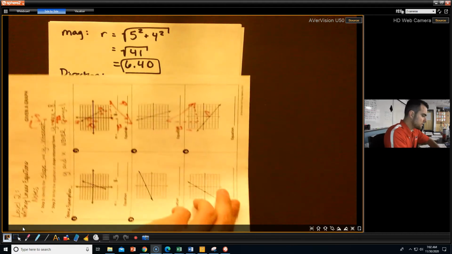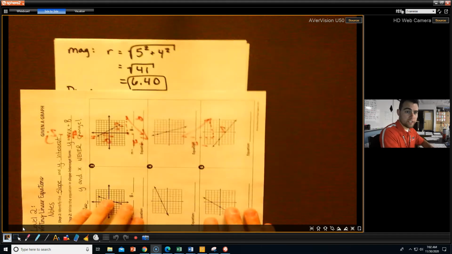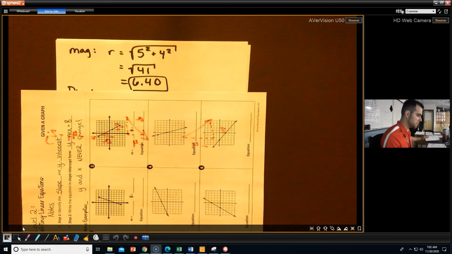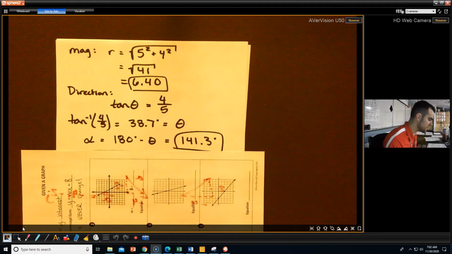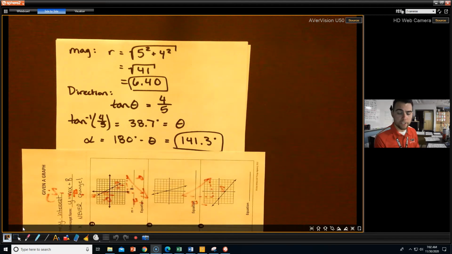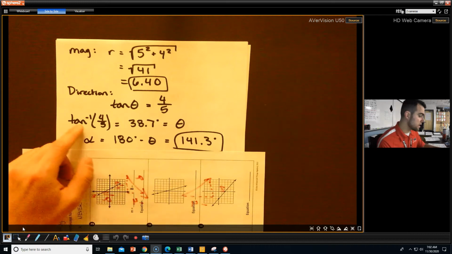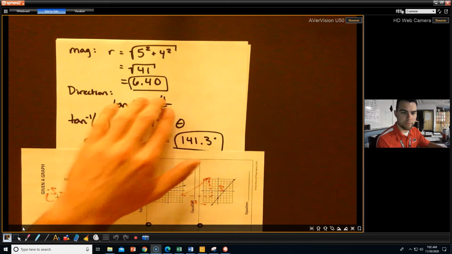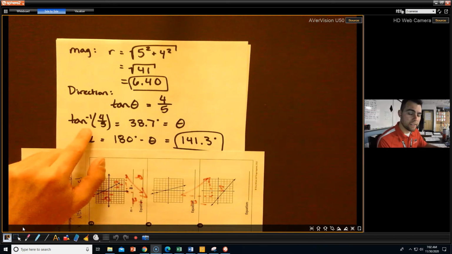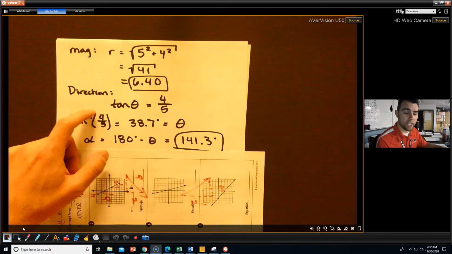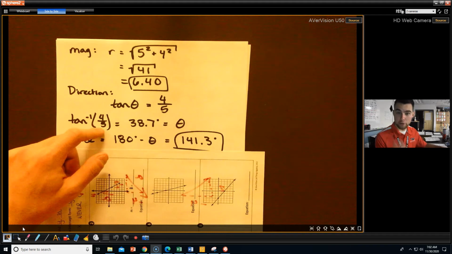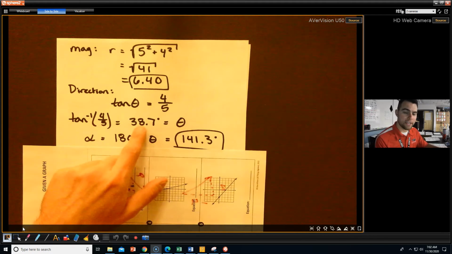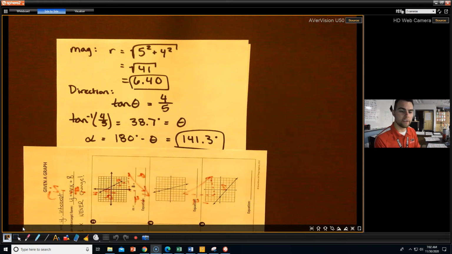So again, the magnitude has not changed. I'm still just going to do Pythagorean's theorem, and I'm going to end up getting 6.4. For my direction, however, it's a little bit more involved. Once again, I know to take the arctangent, don't worry about this part, worry about this part. I know to take the arctangent of my j over my i, so that's going to be 4 over 5. It's in degree mode, hopefully now. So I end up getting 30.87.